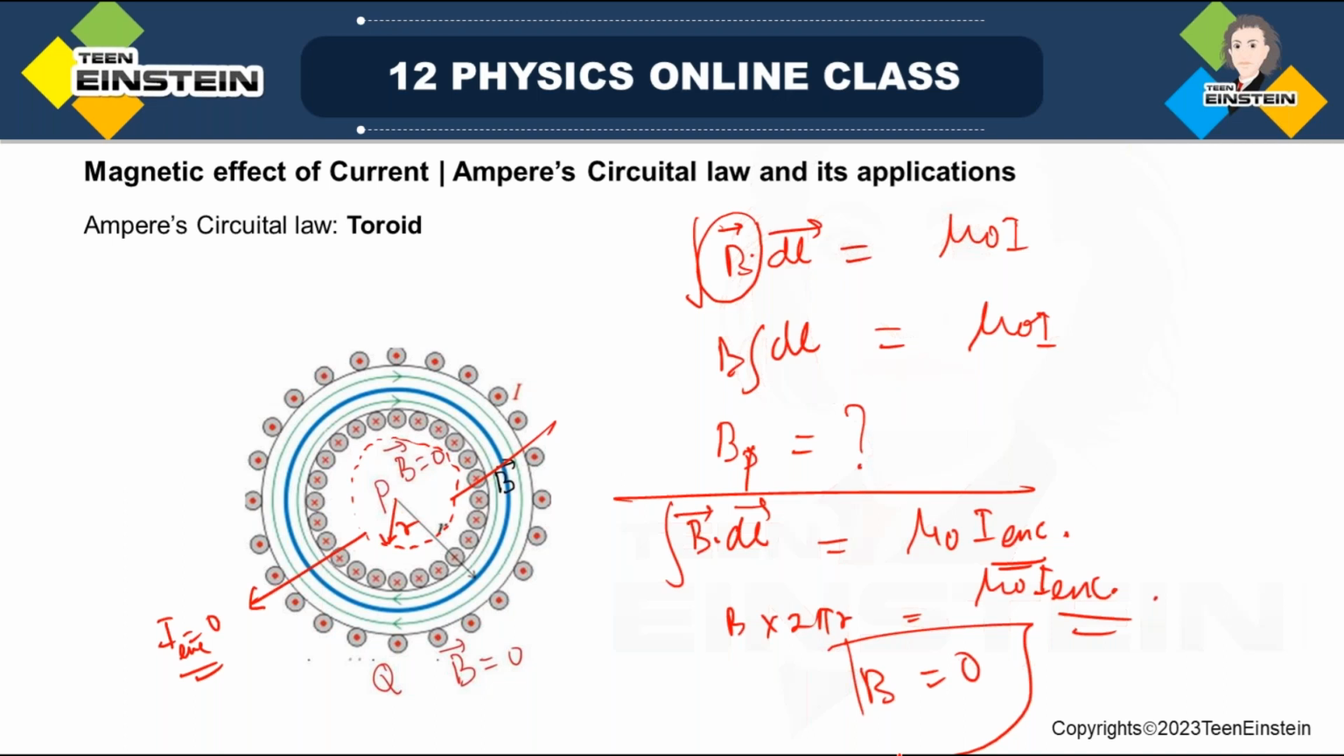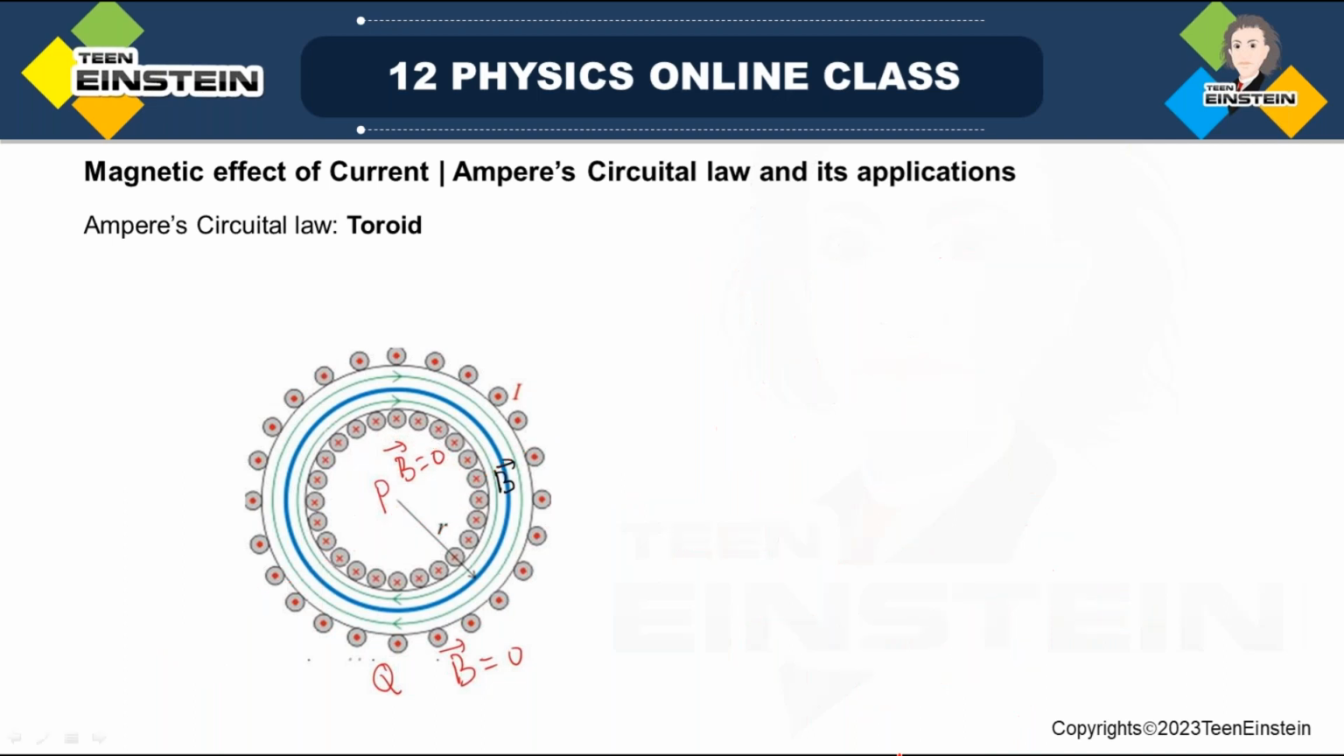Now we have to see the magnetic field at point Q. We have shown that the magnetic field at any point P will be 0, that means in the interior space. This is called the interior space, where there is no current. If we draw an Amperian loop, the magnetic field inside, B interior, is 0, or BP is 0.